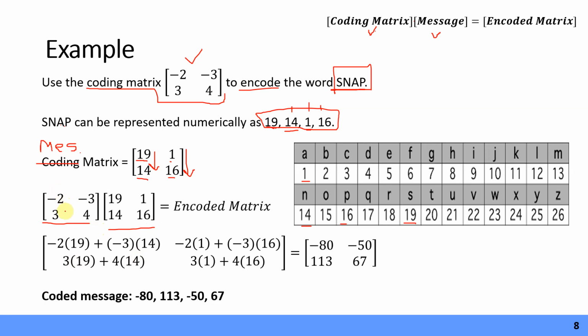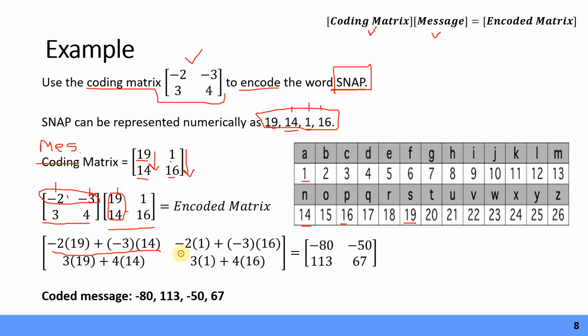If I lose you, just make sure you let me know and we could do additional examples together. But this is what you do, right? So in order to find the first number here, you have to multiply the first row, remember it's always rows, and the first column. So -2 times 19 right here, and then -3 there, okay?